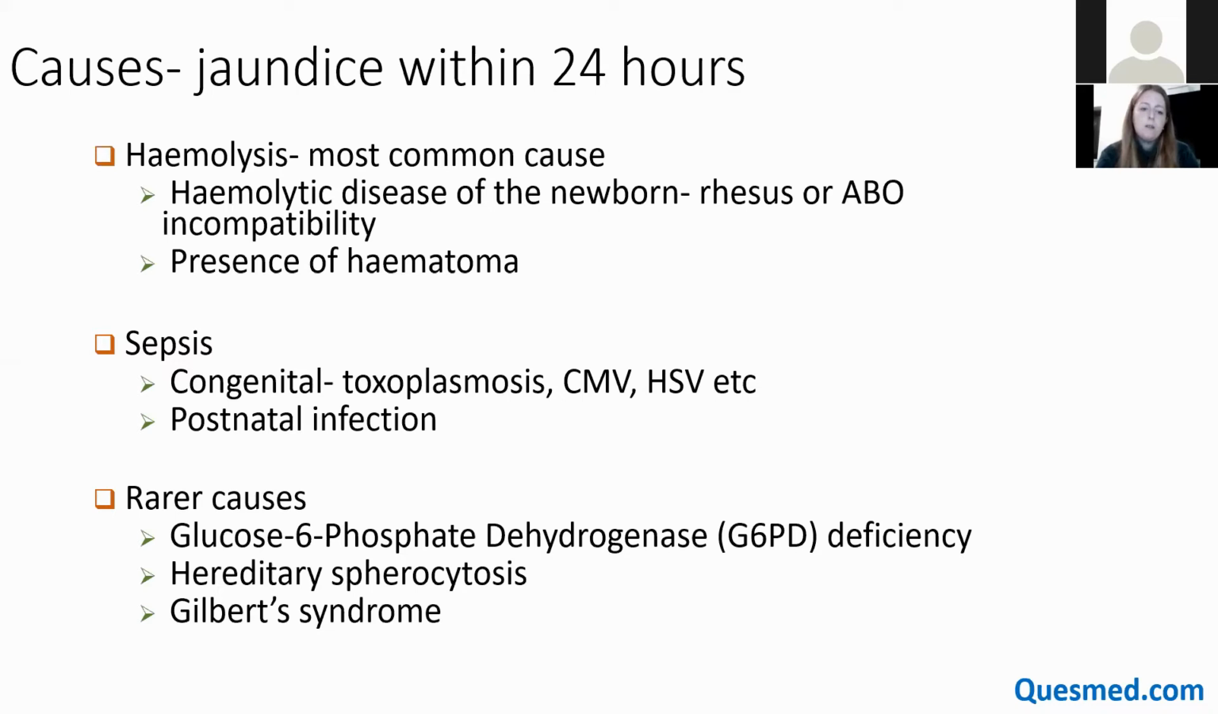So glucose-6-phosphate dehydrogenase, or G6PD deficiency. G6PD is an enzyme that's involved in protecting red blood cells from oxidative stress. So if you're deficient in it, you will have an increased risk of oxidative stress and therefore hemolysis of your red blood cells. Hereditary spherocytosis.